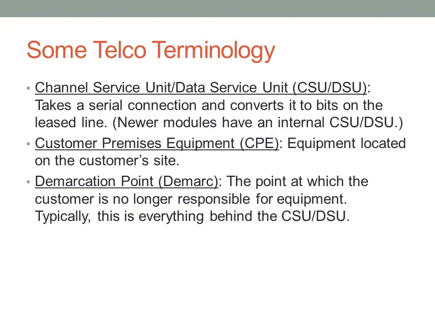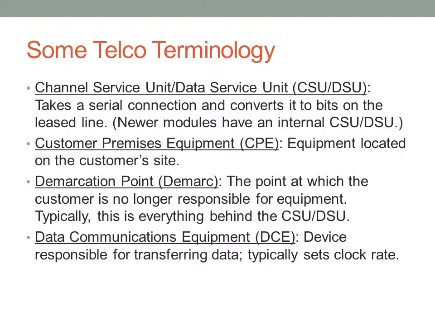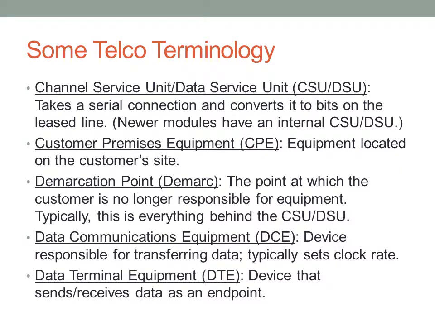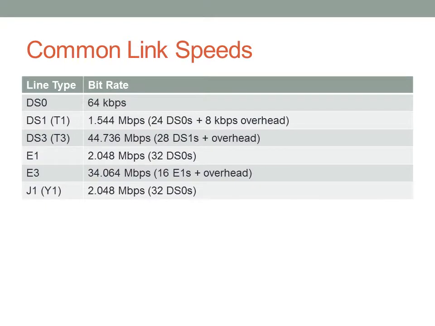And typically this is everything that's behind the CSU or DSU, with all of the customer premises equipment in front of that. There's also what's called a data communications device, a DCE, and this is what's responsible for transferring the data across the leased line. And then there's what's called the DTE. This is the device that actually sends or receives the data, and this is typically an endpoint.